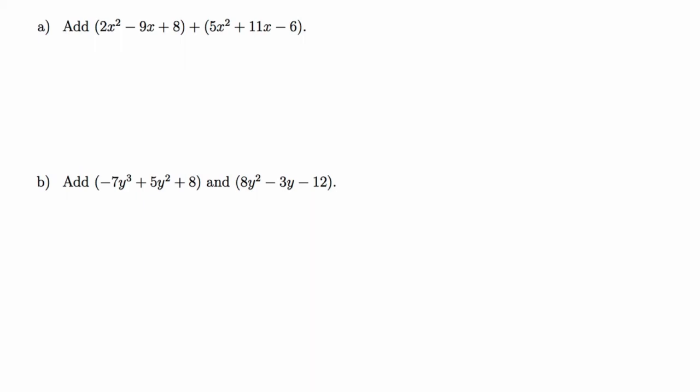In this example, we will look at adding polynomials together. The trick to adding polynomials is simply identifying and combining like terms. So in part A, we want to add the polynomial 2x squared minus 9x plus 8 to the polynomial 5x squared plus 11x minus 6.